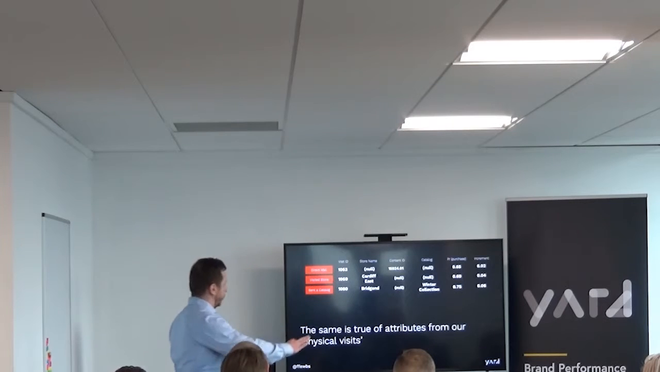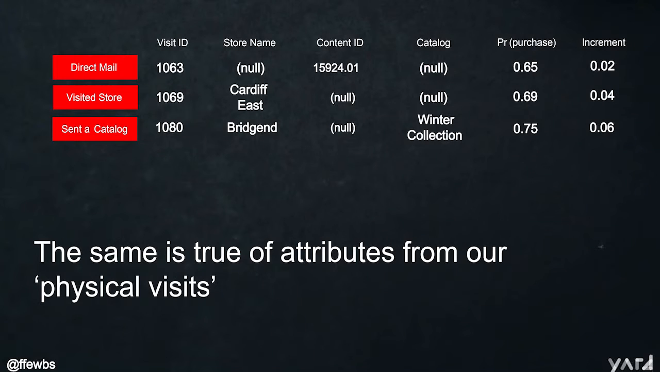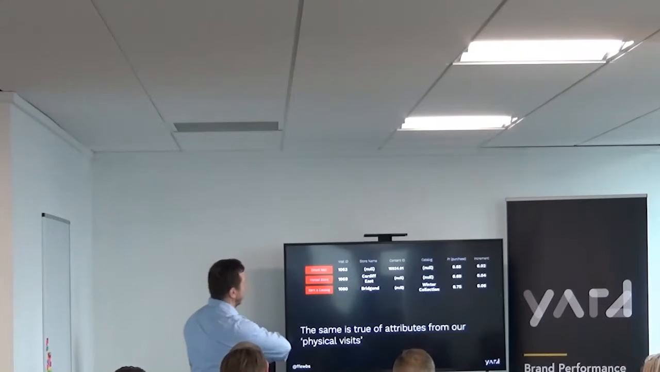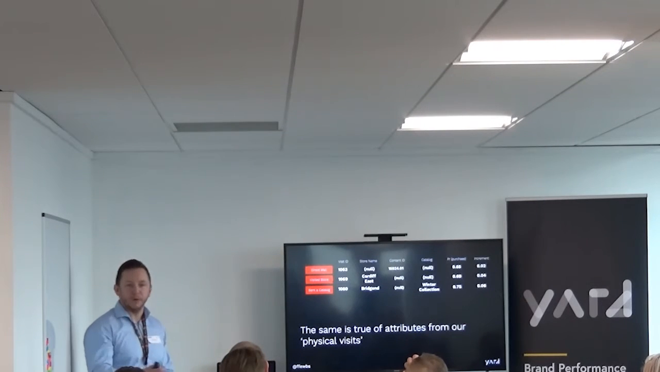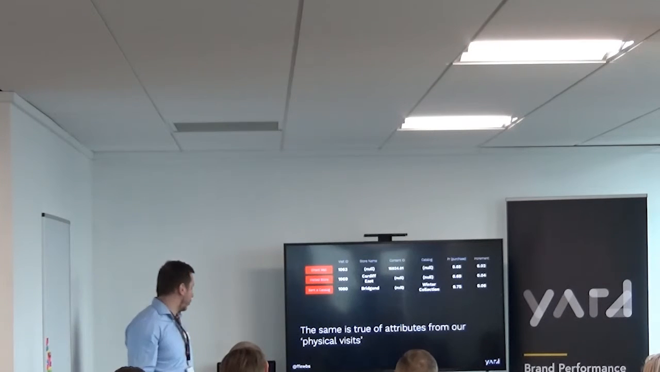Same is true of our attributes for physical visits, so why not tie that stuff in as well? Which catalogue worked well, which stores are performing well, all the different things that we know about those bits as well can be tied in to give us more reporting around that too.